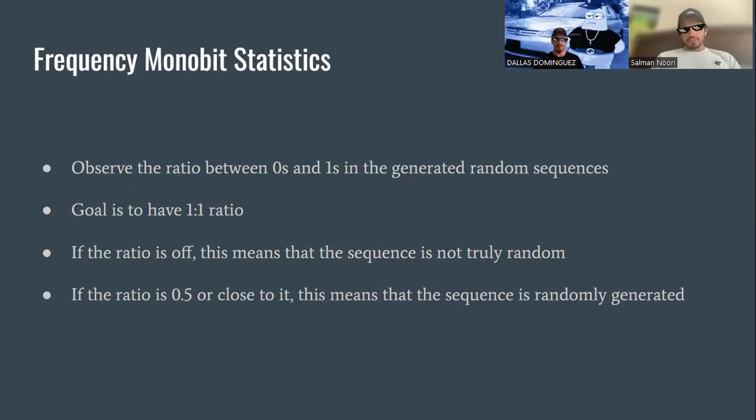To do this effectively, the test will examine the stream of numbers as blocks. If the ratio between the zeros and ones is off and not close to 1 to 1, then that means it's not truly random for the block. And if a block is prone to failure, then it will most likely fail other tests as well. So now Dallas will talk about some important applications of these randomly generated numbers.